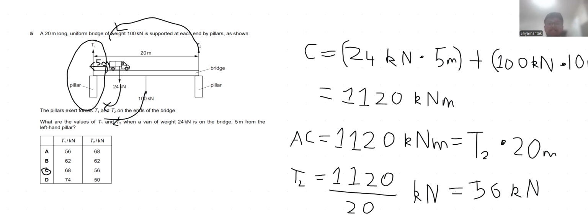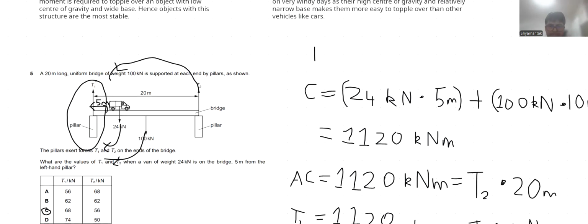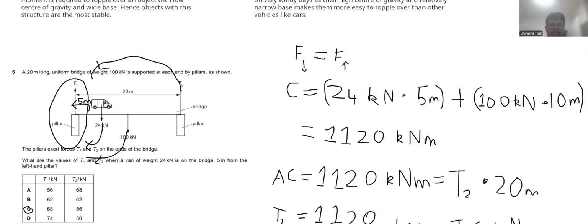There's also translational equilibrium. The whole system is not moving in any direction. It's not accelerating. So if there's translational equilibrium, the total force downwards, F down, equals F up. So the net vertical force equals 0. F down is basically the weight of the van plus the weight of the bridge, which is 124 kilonewtons.